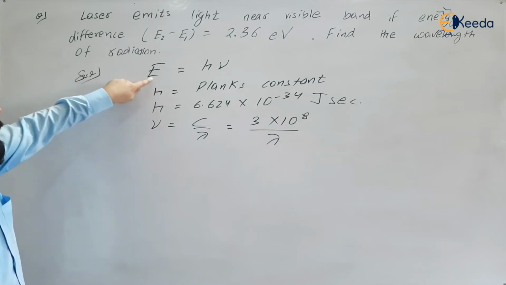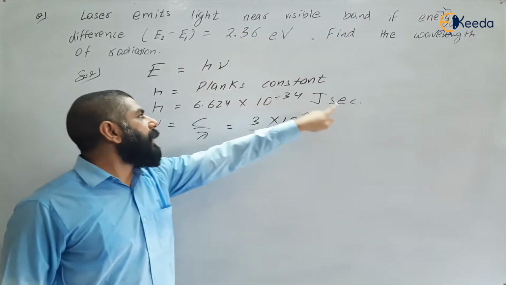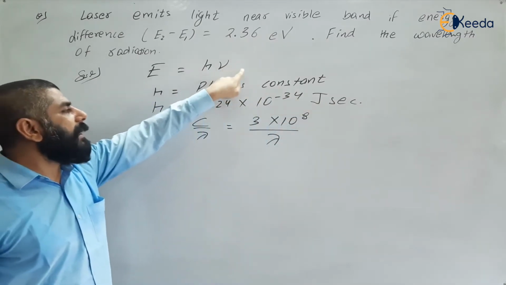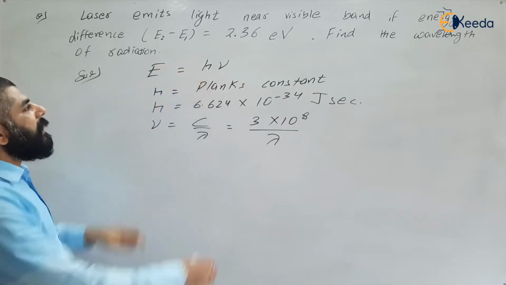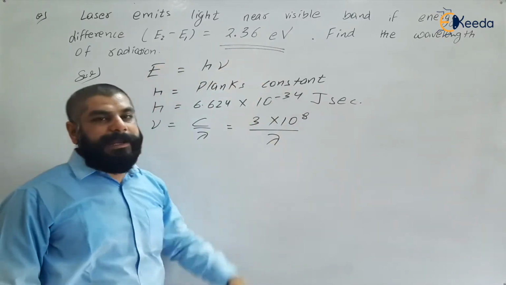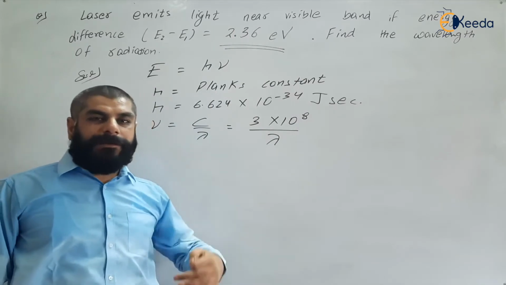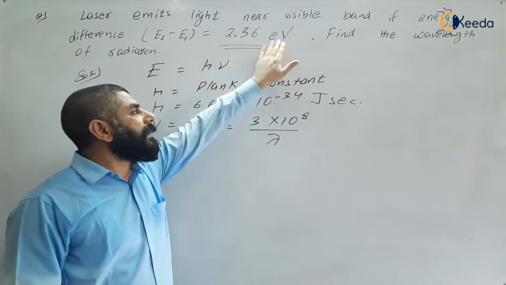So the energy which comes out is in joule, because h is in joule second and mu is second inverse. So the unit of energy comes out to be joule, but the energy is given as 2.36 electron volt. So first we have to convert the energy into joule, not in electron volt.